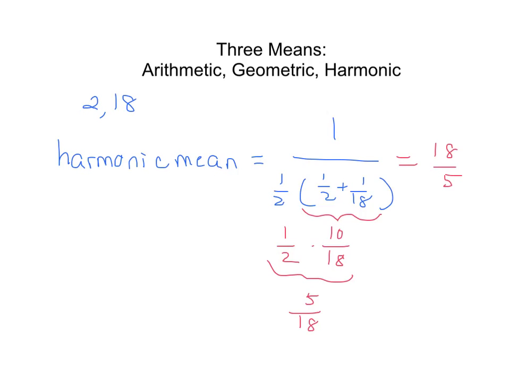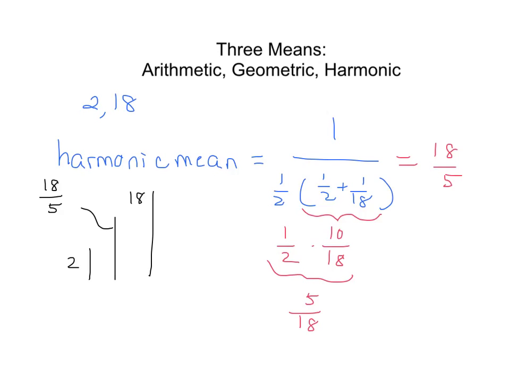And 18 over 5 has a different sort of interpretation than the earlier means, and it actually has a musical interpretation. If we have a string of length 2 and a string of length 18, the string in between that makes a harmonic sound will be 18 over 5. And if you look inside a piano, or you look at a harp, all those different strings are lengths of various harmonic means. So we'll be seeing these three means a lot in the coming year.